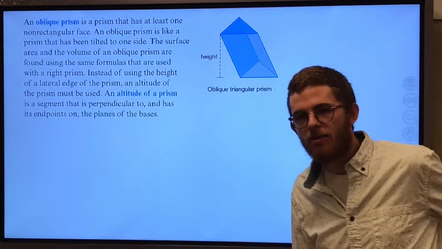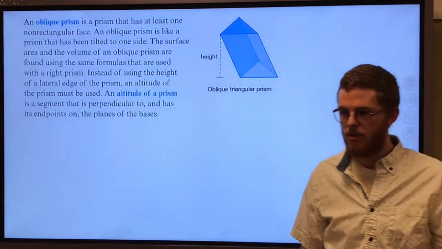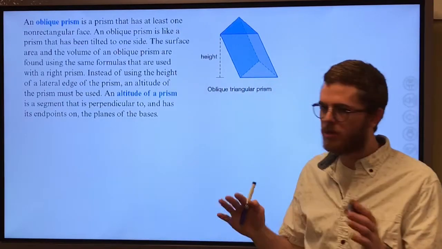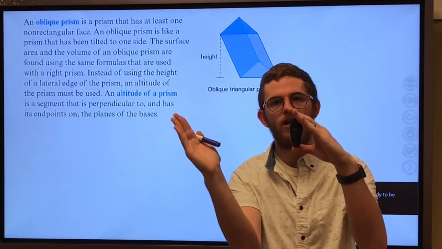Now we also have oblique prisms. Remember, I just talked about right prisms. And now we have an oblique prism. An oblique prism is like you have your right prism standing up straight, and oblique is just leaning over a bit.